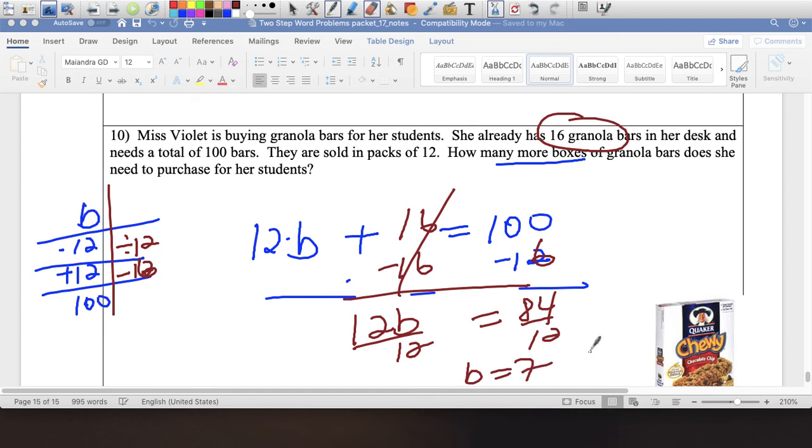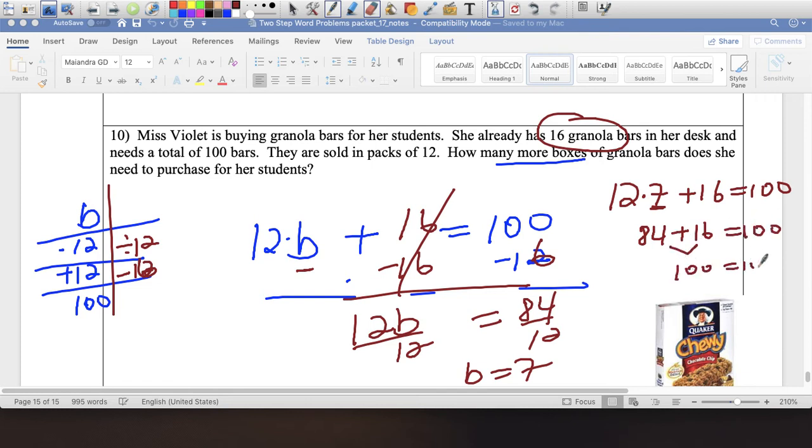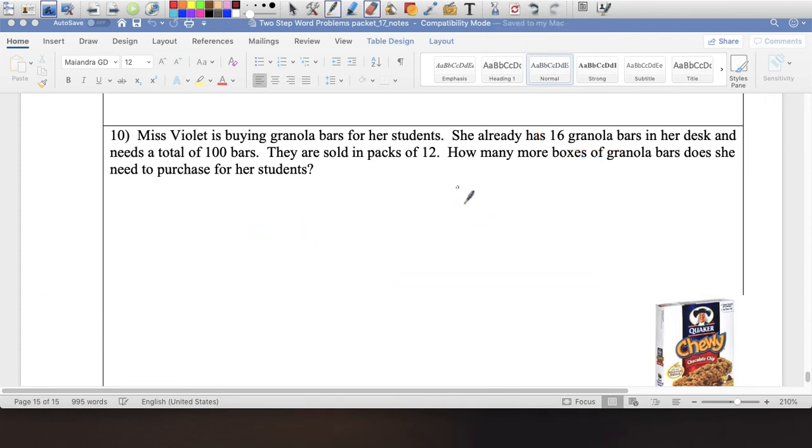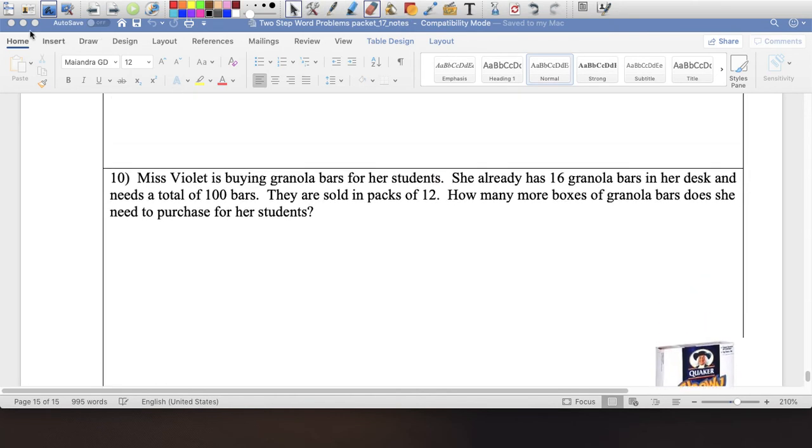So how many boxes does she need? She's going to need 7 boxes. So 12 times 7 plus 16 equals 100. I replace this. 12 times 7 is 84. Plus 16 equals 100. And that gives you 100 equals 100. We're good. So that's the two-step equation word problems. You can use these. Again, I wanted you to use some of these to help you create an equation.